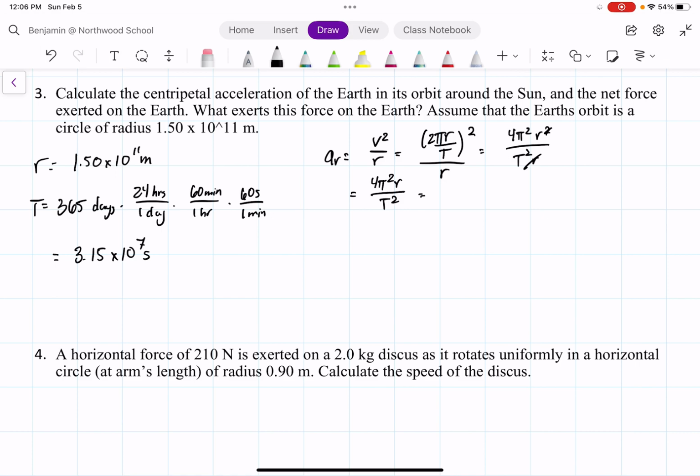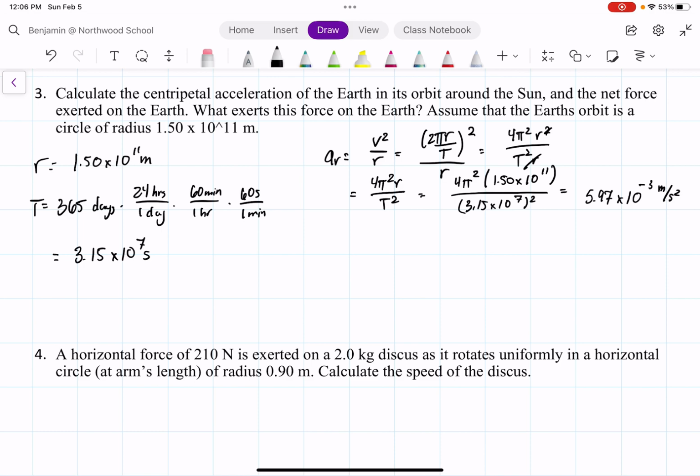We then are just going to plug in. We get 4 pi squared, r is 1.5 times 10 to the 11th, and we have the T, which is 3.15 times 10 to the 7th, and that's going to be squared. And that equals 5.97 times 10 to the negative third meters per second squared.